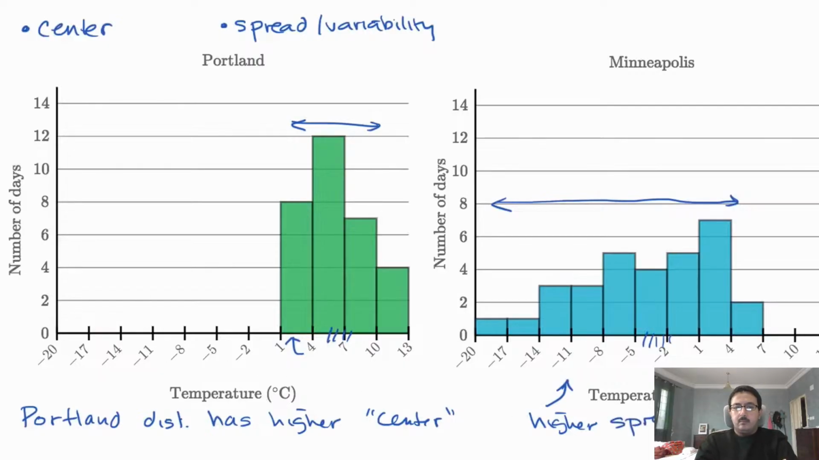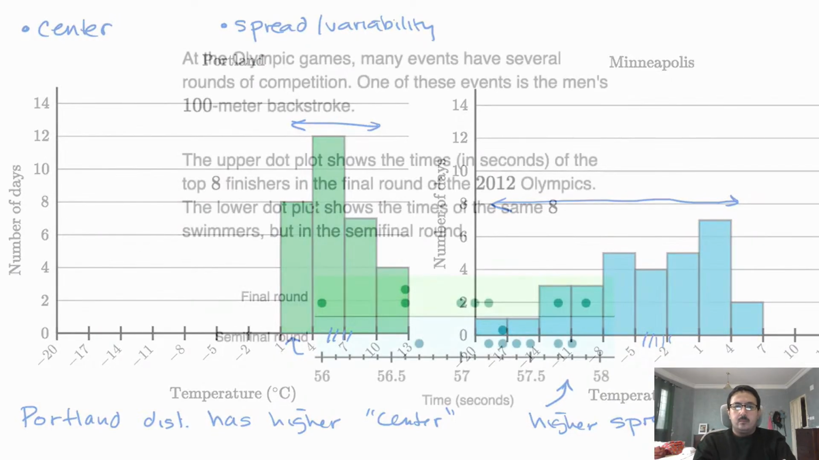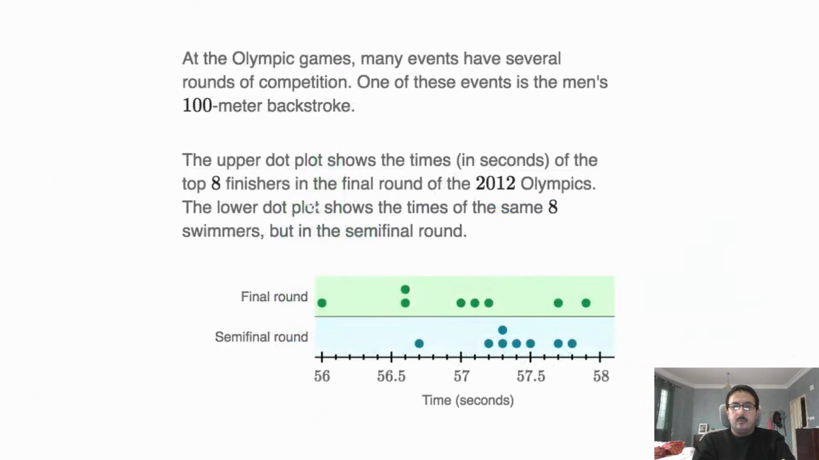Let's do another example, and we'll use a different representation for the data here. So we're told at the Olympic Games, many events have several rounds of competition. One of these events is the men's 100-meter backstroke. The upper dot plot shows the times in seconds of the top 8 finishers in the final round of the 2012 Olympics. So that's in green right over here, the final round. The lower dot plot shows the times of the same 8 swimmers, but in the semi-final round.